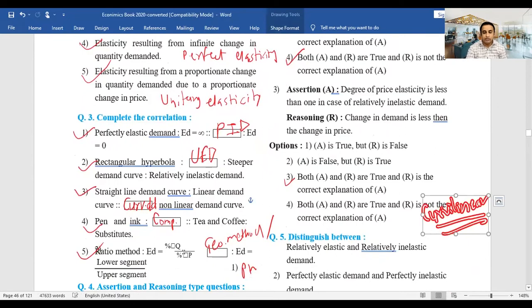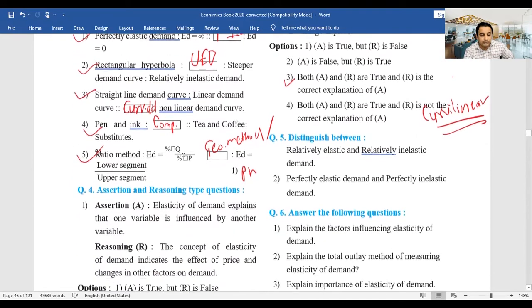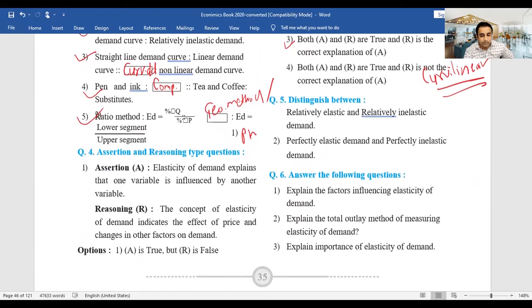Third आहे ते म्हणजे degree of price elasticity is less than 1 in case of relatively inelastic demand. Here change in demand is less than change in price. So both statements correct आहेत आणि R हे correct explanation आहे A चं, असं आपण म्हणू शकतो. So option 3 should be selected. So assertion reasoning मध्ये बघा, पहिल्याचा आन्सर आहे 3, दुसऱ्याचा आन्सर आहे 4 आणि तिसऱ्याचा आन्सर आहे ऑप्शन नंबर 3.